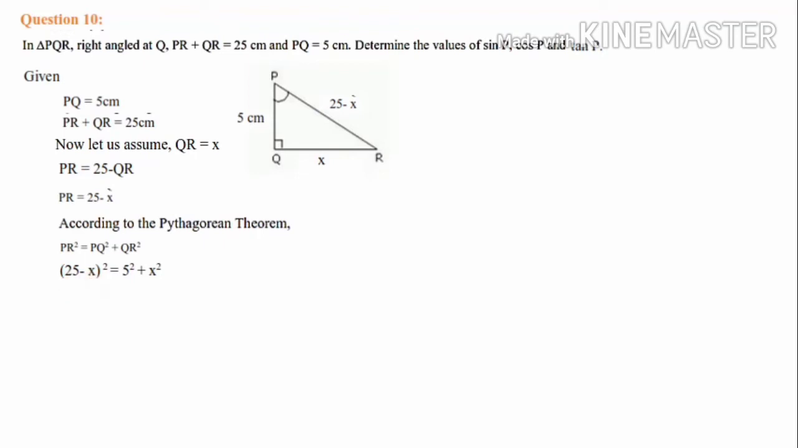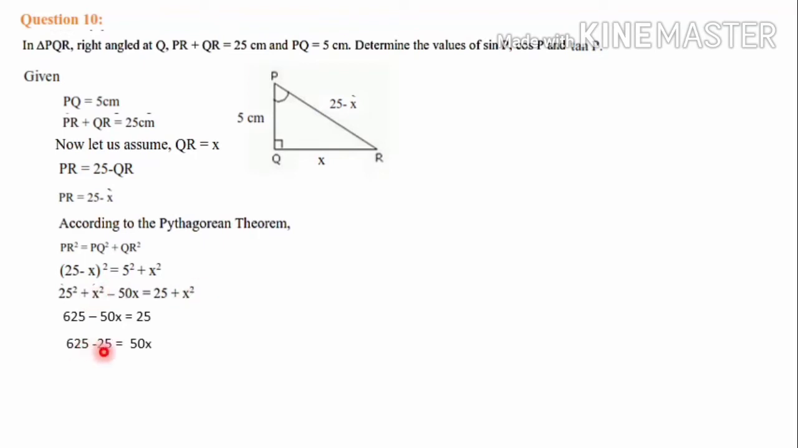A minus b the whole square is equal to a square plus b square minus 2ab. So a square, that is 25 square, b square, that is x square, minus 2ab, that is 2 into 25 into x. So 2 into 25 is 50, 50 into x is 50x, equal to 5 square is 25, x square is x square itself. That is equal to 25 square is 625 minus 50x is equal to here 25. Now on the left side there is an x square and on the right side also x square. Both the x squares are cancelled.